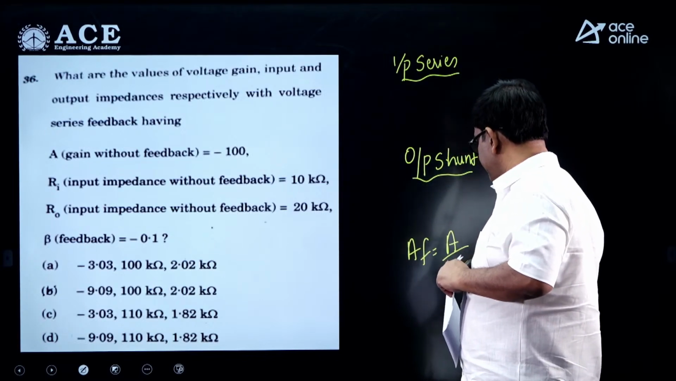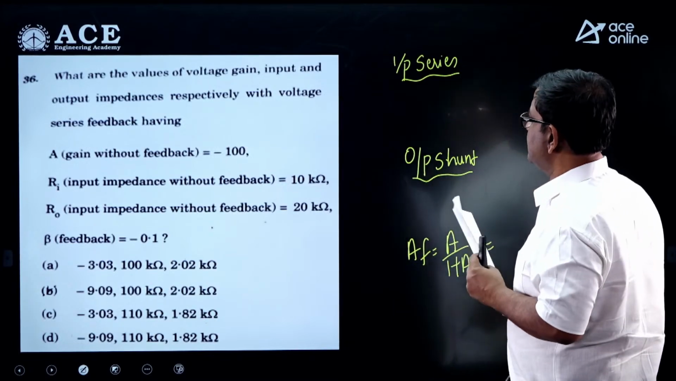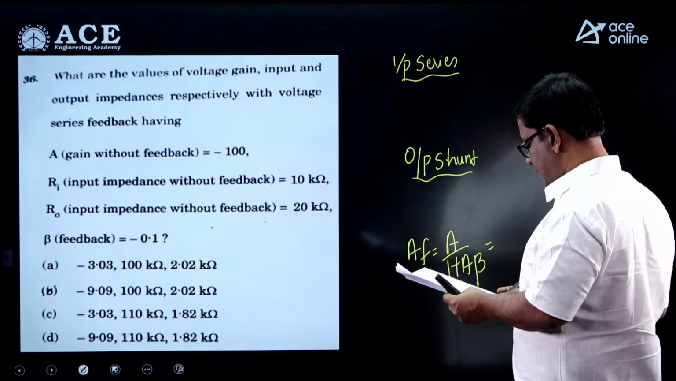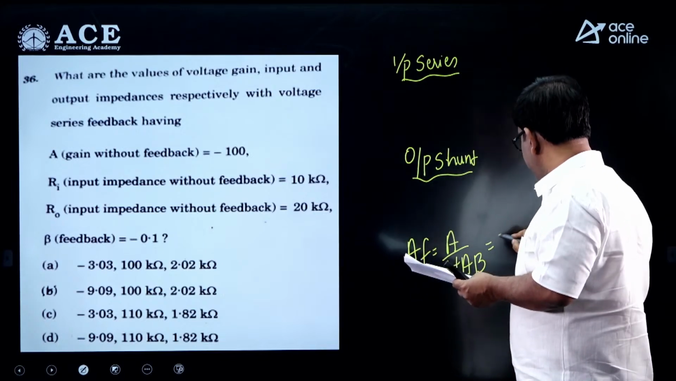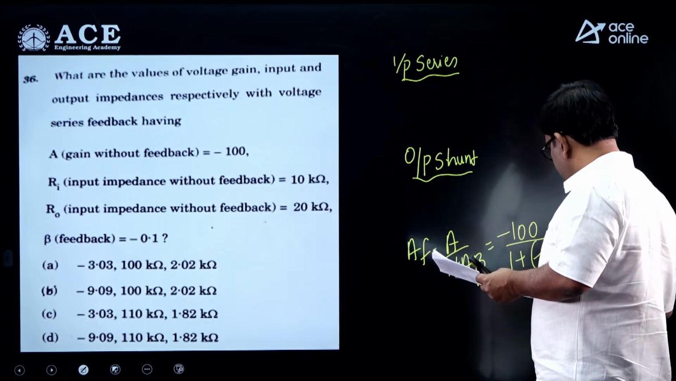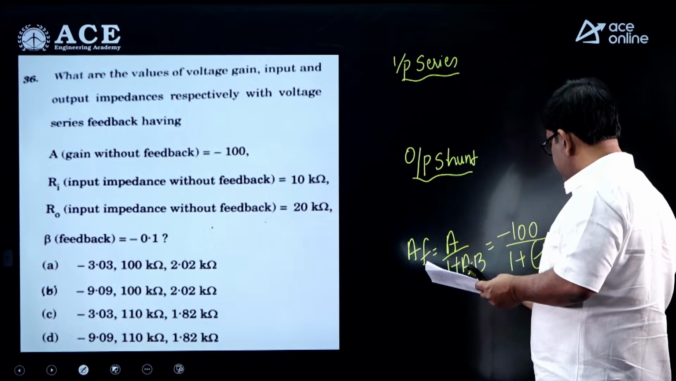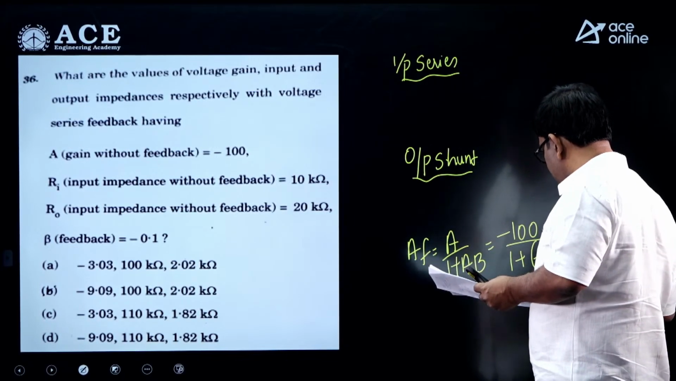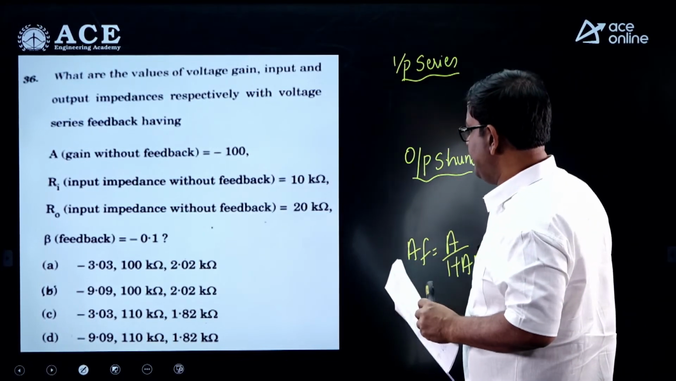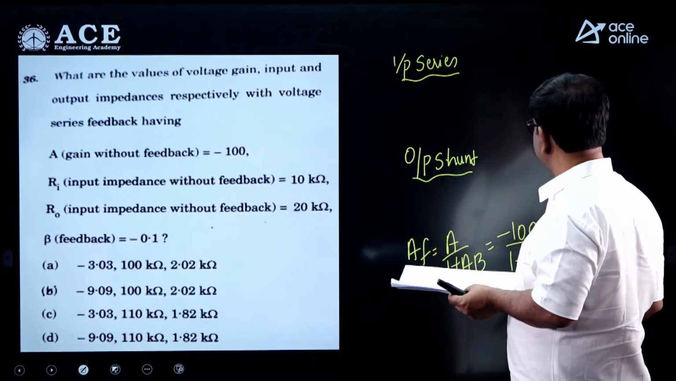The gain with negative feedback is A by 1 plus A beta. So how much is A given? A is minus 100 by 1 plus minus 100 into minus 0.1. So this is going to be minus 9.09. I got minus 9.09. And option D, we have option D.